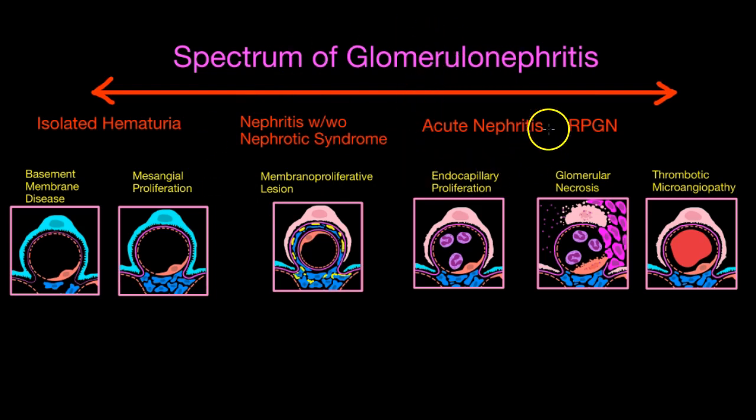Some diseases present with an acute nephritis, so probably hematuria, pyuria, proteinuria, and some renal failure. And some diseases present as the rapidly progressive GN with fulminant renal failure with hematuria and proteinuria. And so we're going to use the spectrum as our framework today.